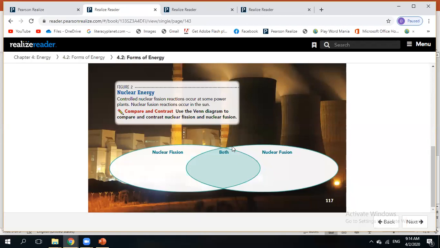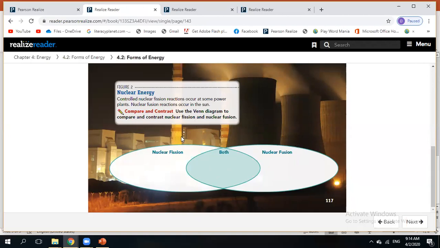Both of them release energy stored in the nuclei of atoms. Yes, they are both nuclear reactions that release energy stored inside the nuclei of atoms. In the case of nuclear fission, this energy is released by the splitting of nuclei, when the nucleus splits apart. But what about nuclear fusion? The energy is released when the nuclei fuse or join together.